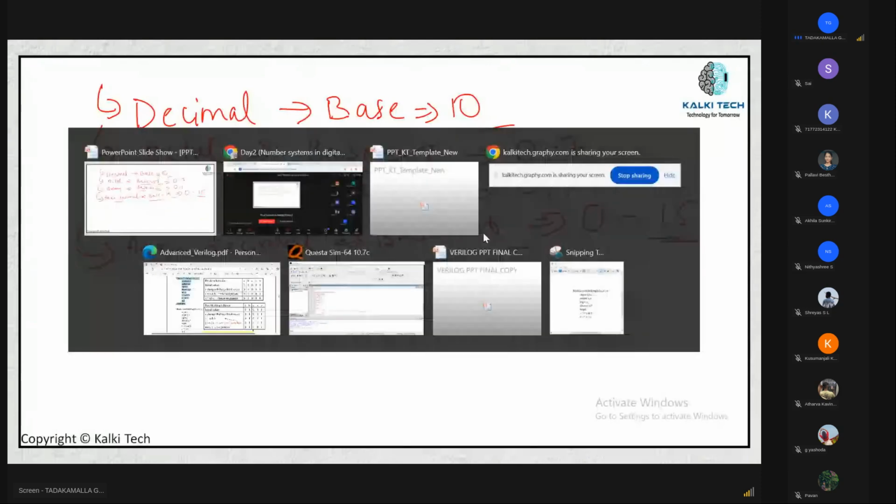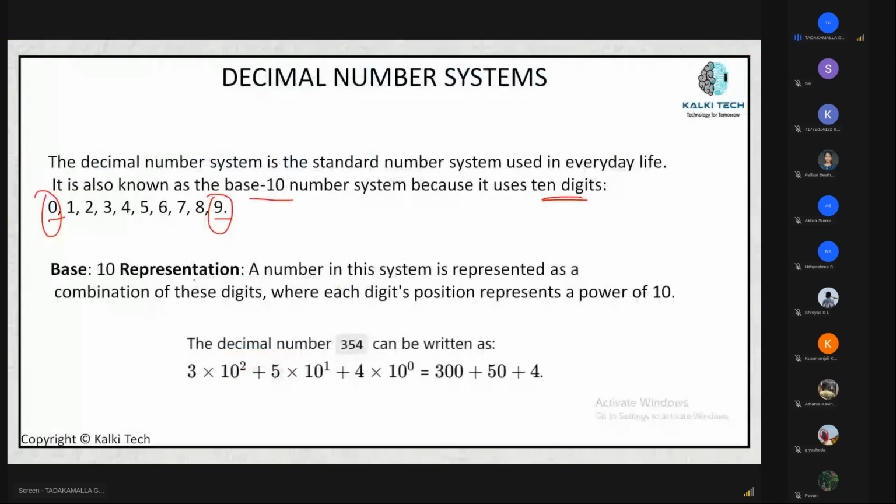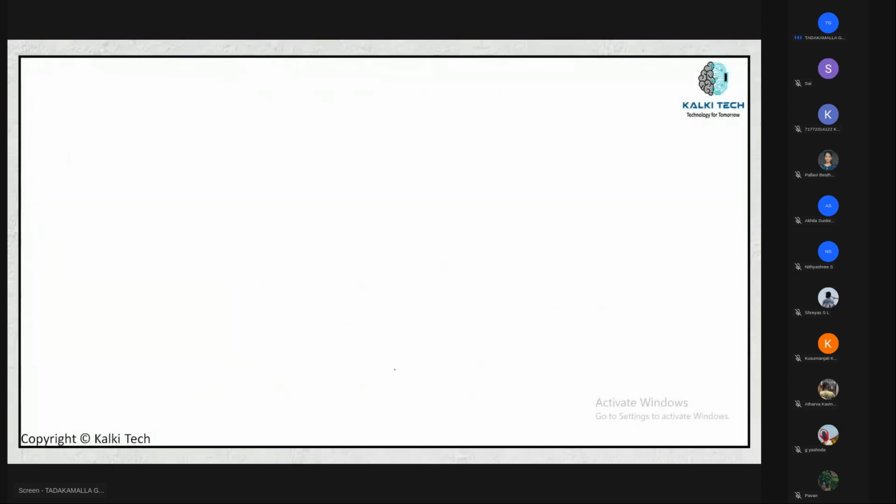Based on representation, a number in this system is represented as a combination of these digits, where each digit's position represents a power of 10. That is, if we have 354, then it is represented as 3 into 10 power 2 plus 5 into 10 power 1 plus 4 into 10 power 0. Like this we are going to represent our decimal number system.